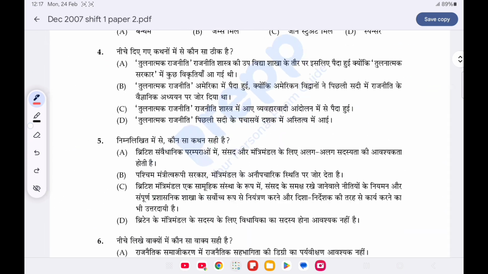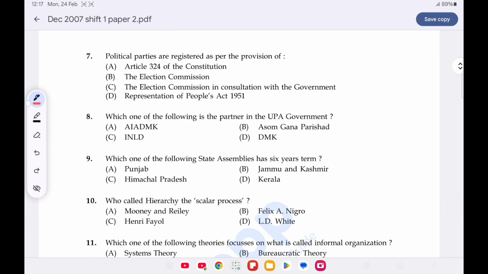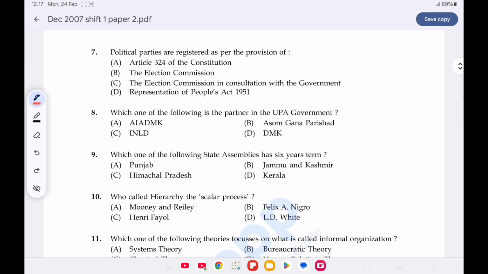Question number 7. Political parties are registered as per the provisions of, option D is correct, Representation of Peoples Act 1951. Question number 8. Which of the following is the partner of the UPA government? Option D is correct, DMK. Now question number 9. Which of the following state assembly has 6 years of term? Option B is correct, Jammu and Kashmir.